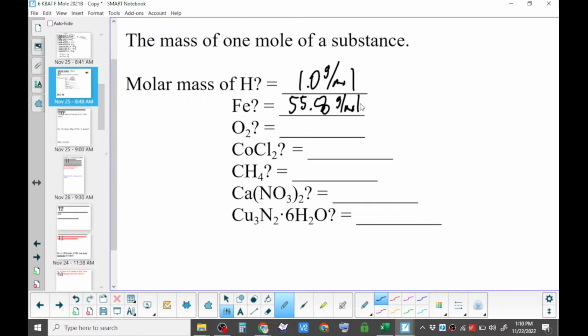We already did this one, but O2 again, Logan. To the correct number of sig figs, 32.0 grams. And our units now are grams per mole, because these are always the mass per mole. So start getting used to that as a unit.